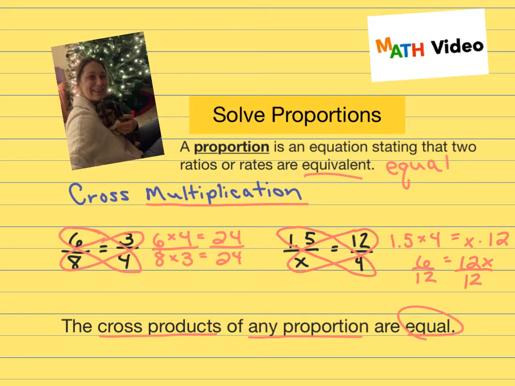6/12 is the same as 1/2 simplified. And 12x divided by 12 equals x. And we can even cross off the 12s to cancel them. Our answer is 1/2 equals x.